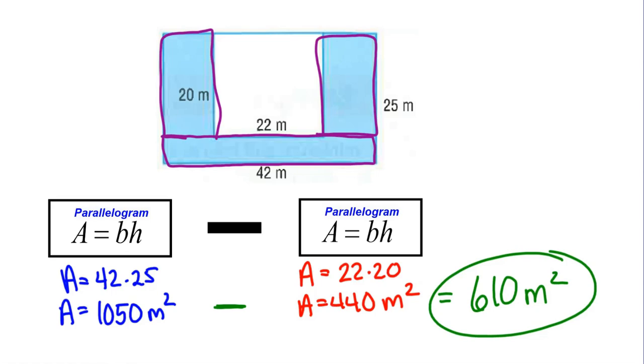So kind of use your creativity to see if you can find the shortest, fastest way to find the area of the composite figure, either by adding smaller areas together or taking away a negative space from a larger shape.